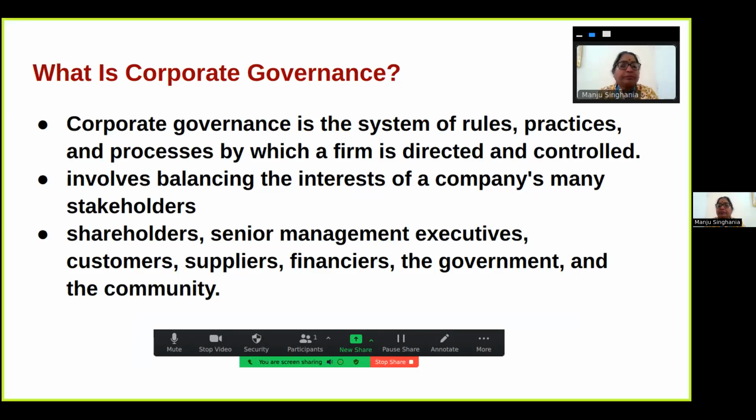Corporate governance is the system of rules, practices, and processes by which a business organization is directed and controlled. To run a business organization, you have to follow the rules and regulations, and you have to create the practice. You have the process, and different businesses have different processes.